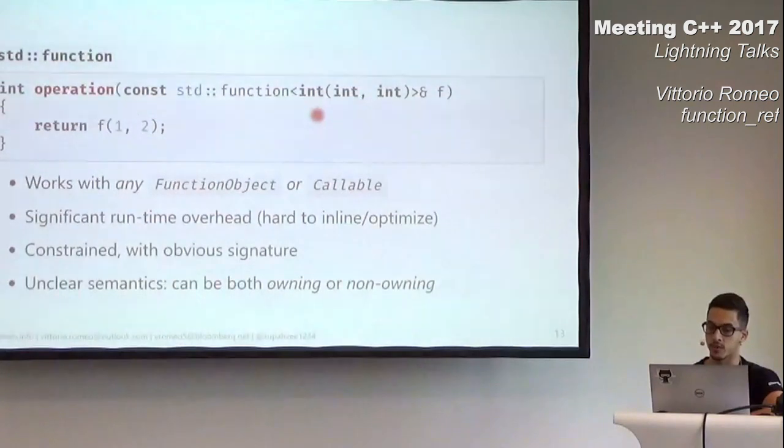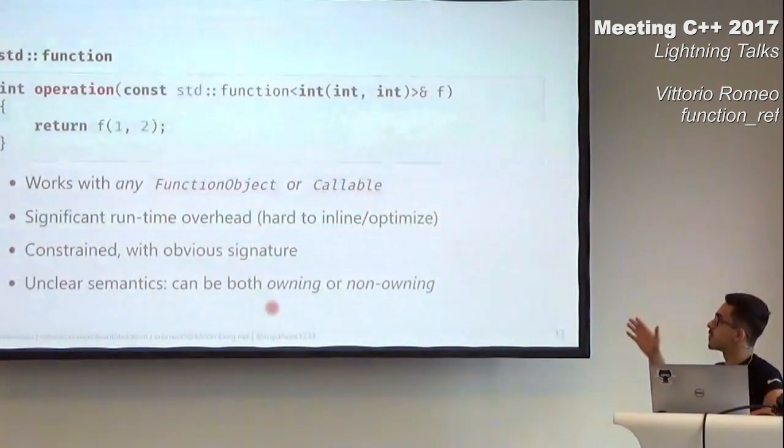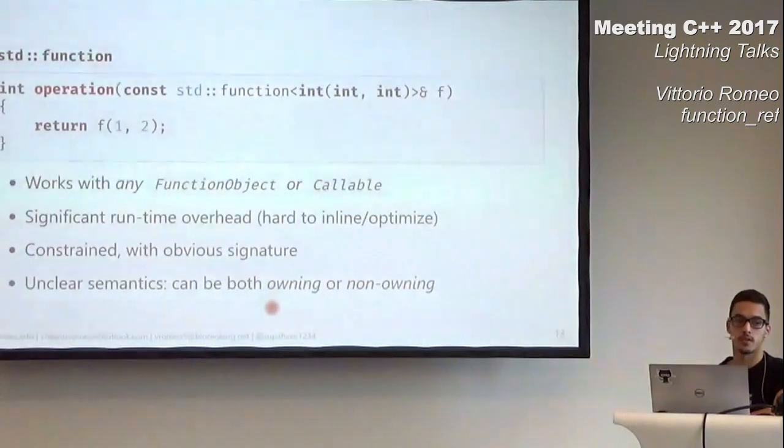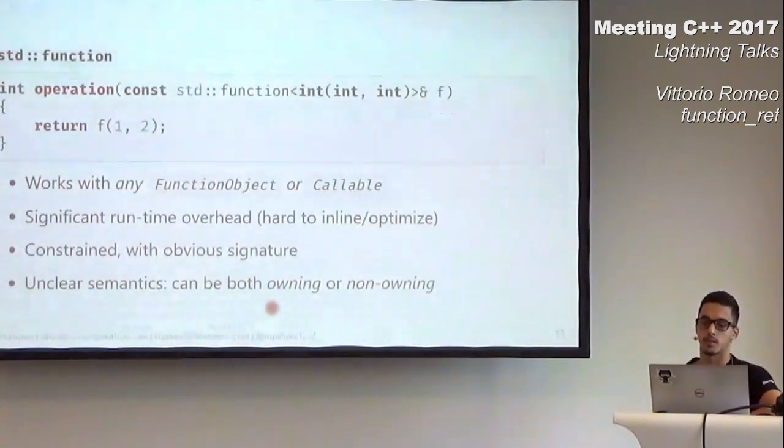It's constrained with an obvious signature, so that's good, but it has unclear semantics. If you instantiate this thing with an std::ref, then it has reference semantics. If you instantiate this thing with a function object or a callable, then it has owning semantics. So it's kind of weird. You don't know what you want to do by looking at the signature.